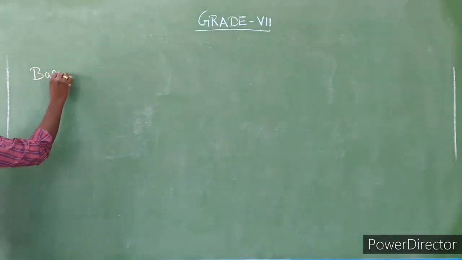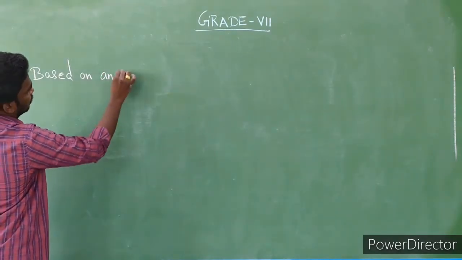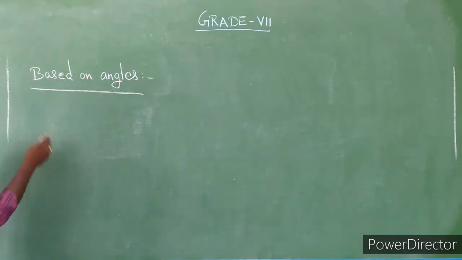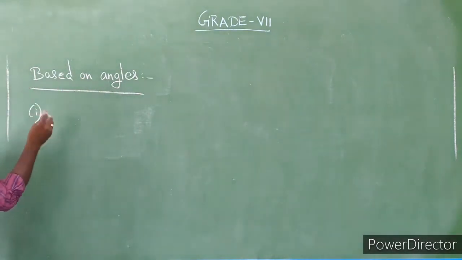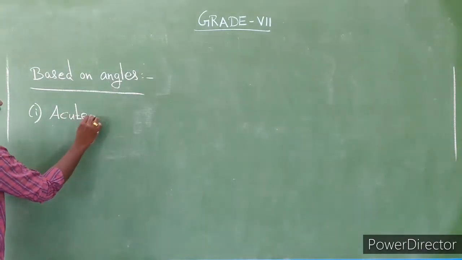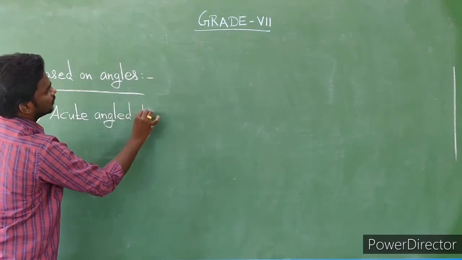Next, based on angles, we have another three types of triangle. What is that? Based on angles. So the first type of triangle is an acute angled triangle.